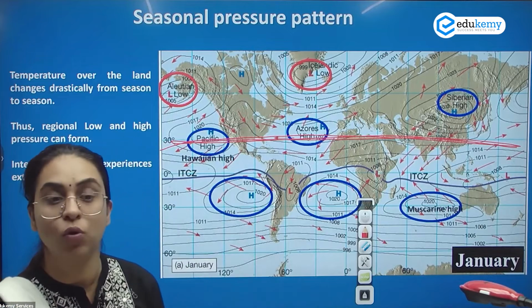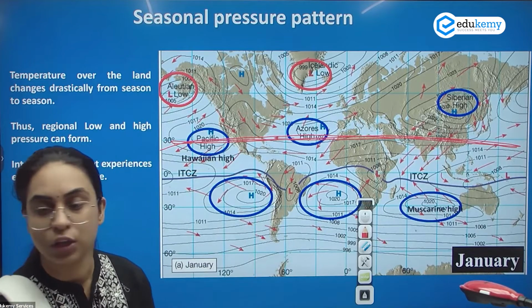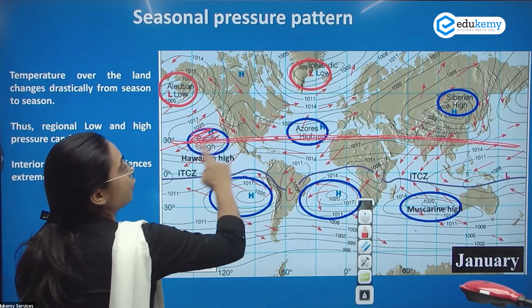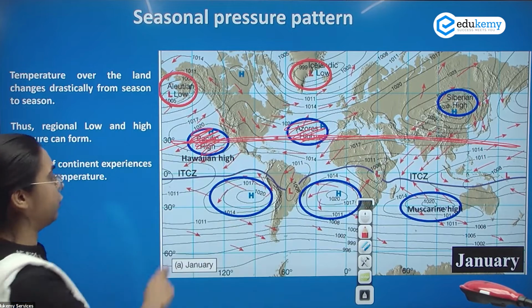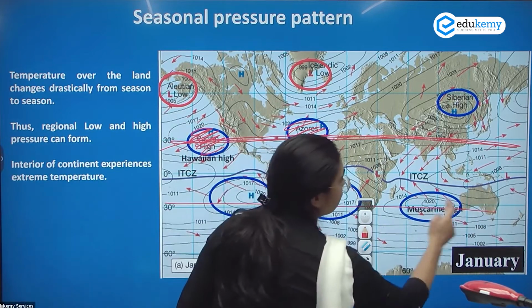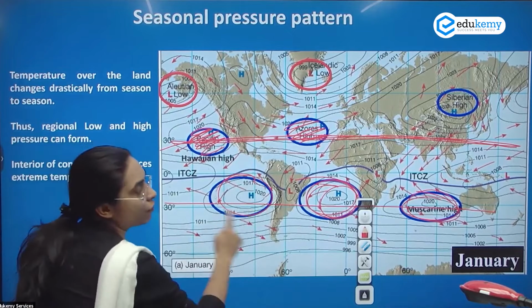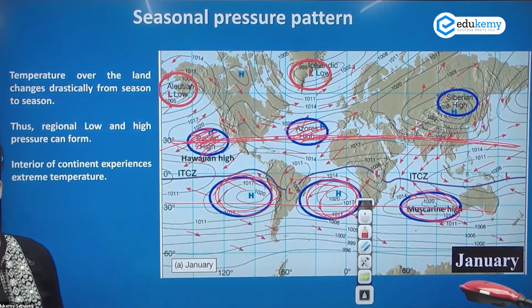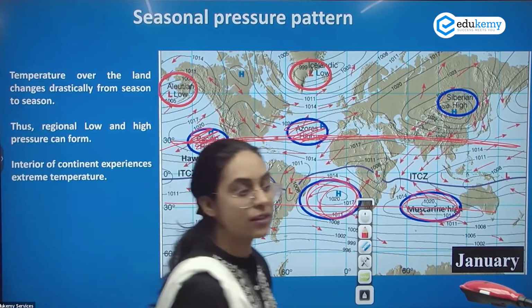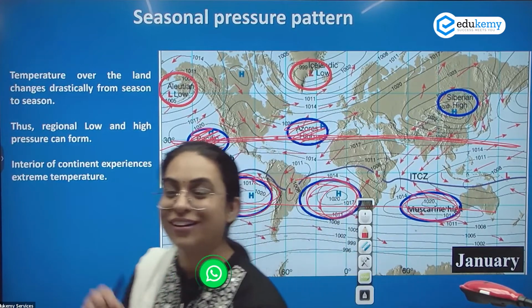But in reality, you don't have a continuous belt. You have certain cells. Even here in the southern hemisphere, you have the Mascarene high, the Atlantic high, the Pacific high. So you have pressure cells in reality. Belt nahi hai. Why? Land water differential.